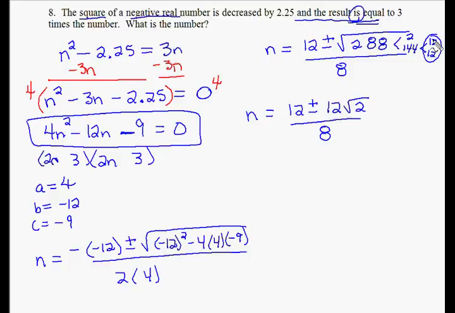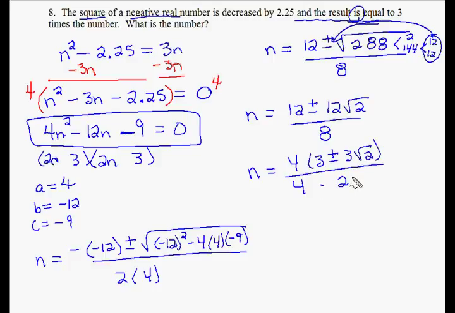Because I could take this 12 out of the radical, that's what I did, and I left it there in the front. Now if I want to reduce this, I can factor out a 4. That'll give me 3 plus or minus 3 square roots of 2 all over 4 times 2. And that way I can do my reducing. And it looks like n is equal to 3 plus or minus 3 square roots of 2 over 2.